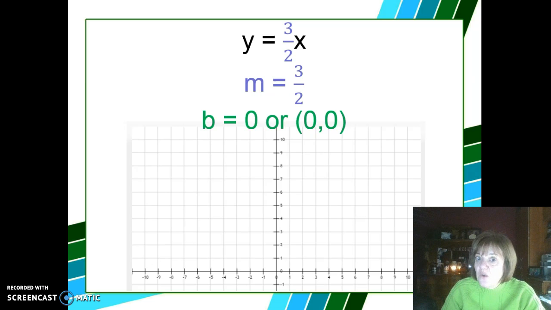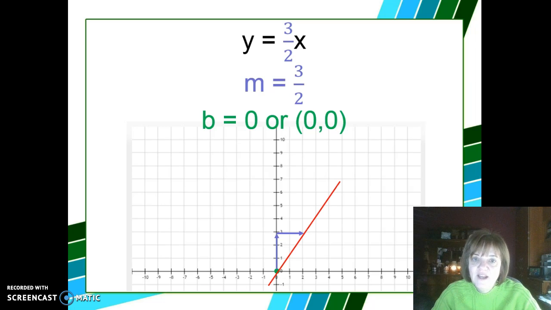Let's see how this one works. We're going to start at the origin. Ta-da! Wow, that went far, huh? And then we're going to go up 3 and to the right 2. Up 3, to the right 2. And now we can graph that line. Connect the two dots. And that's it. So if you don't see a plus anything or a minus something, you know that the y-intercept is 0, so you're going to put the dot right smack in the middle.